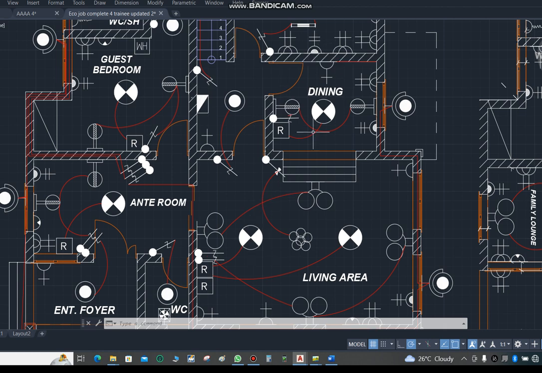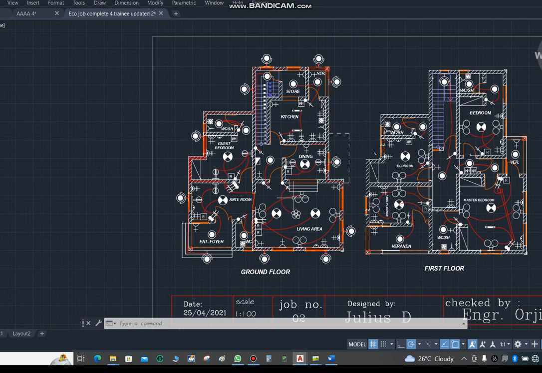So the dining room should be assigned to a different circuit, and the living room should also be assigned to a different circuit, so that if a blackout occurs here, the dining room can still illuminate some lighting down to the living room. Okay, so that is the reason why both of them must not be in the same circuit. That is for your circuit arrangement.